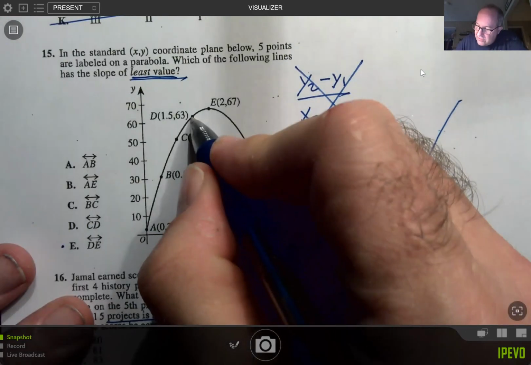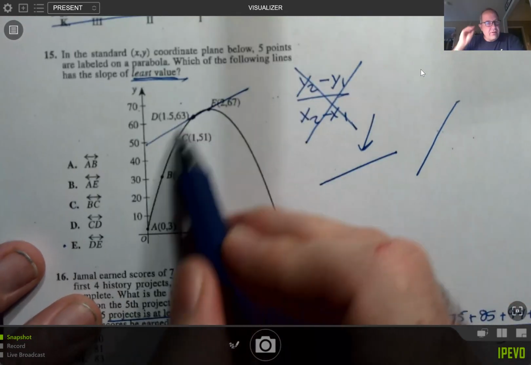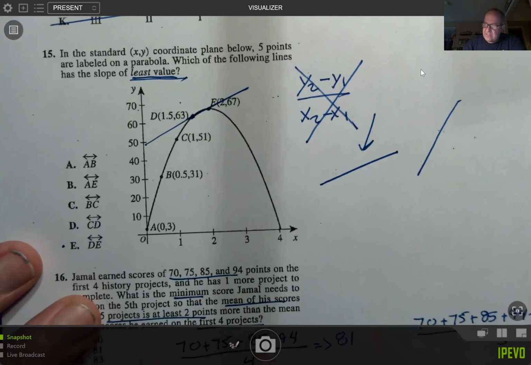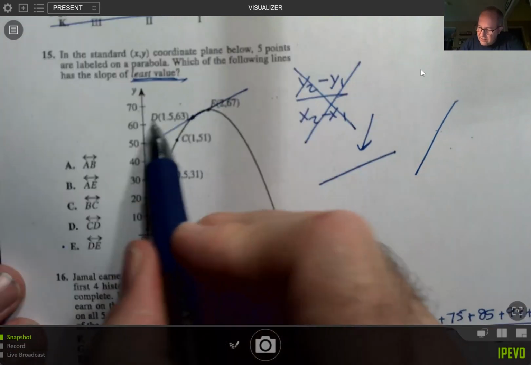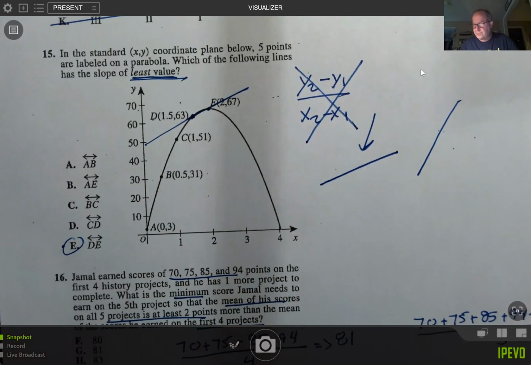Well, if I were to connect just these 2 points, I can't think of any 2 points on here that would be less steep than this. So DE is the less steep. Hopefully it's here. Yep. There it is.